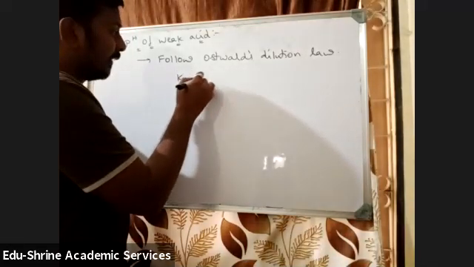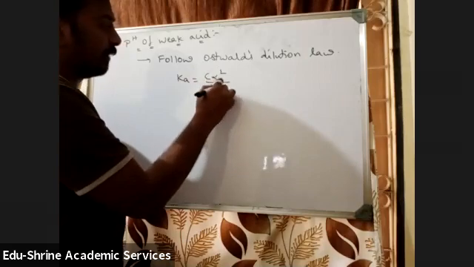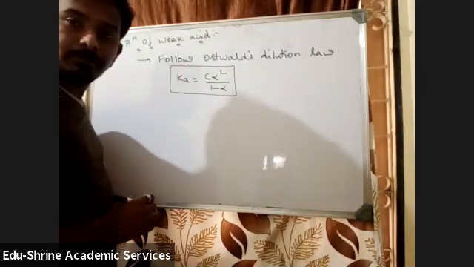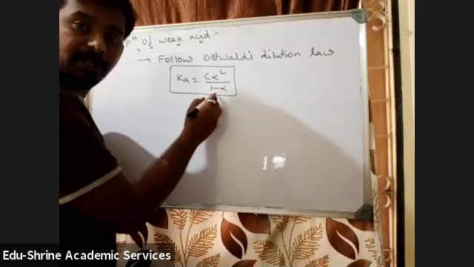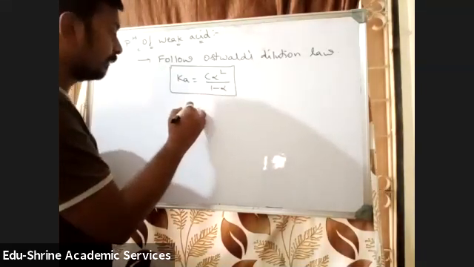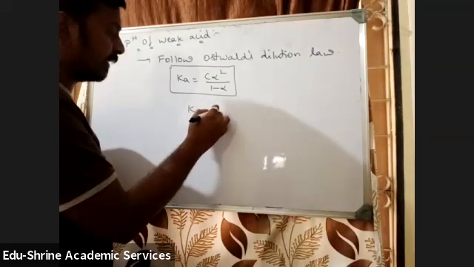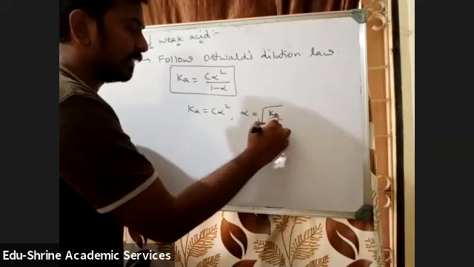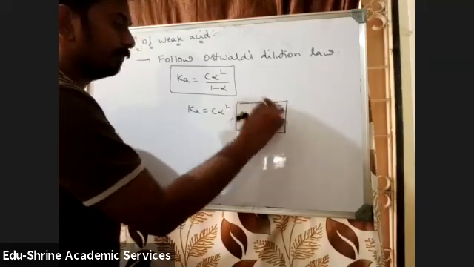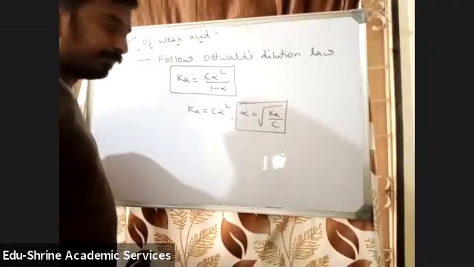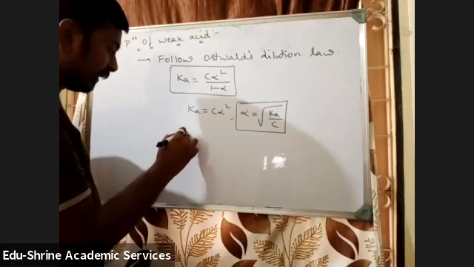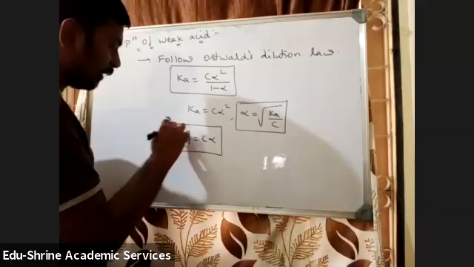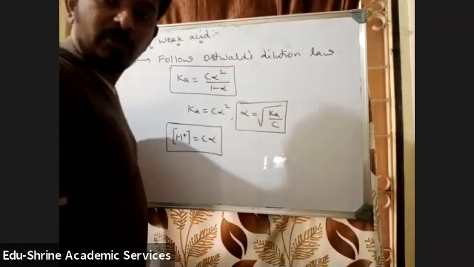One is Ka is equal to C alpha square by 1 minus alpha. This is one formula. So if you neglect alpha with respect to 1 for a weak electrolyte, then Ka is equal to C alpha square. From this we will get alpha is equal to root Ka by C. This is one formula. How to calculate the concentration of H plus? Concentration of H plus is equal to C into alpha. This is one more formula.